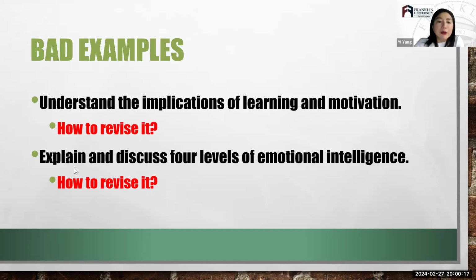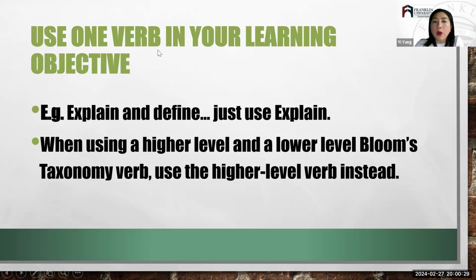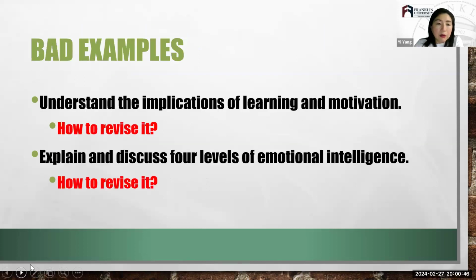Okay, all right. So explain and discuss four levels of emotional intelligence. What did I say earlier? Use one verb in your learning outcome. So therefore, this objective, explain and discuss, has two learning objectives. So which one should we keep, and which one should we get rid of?